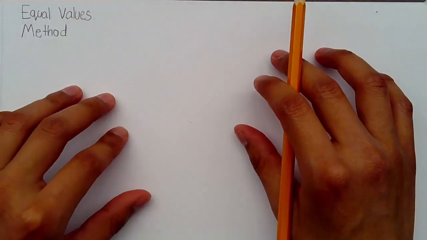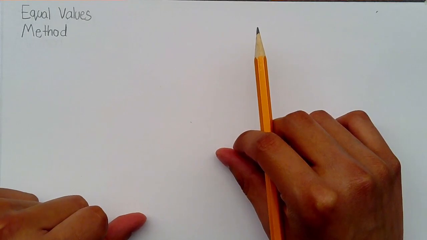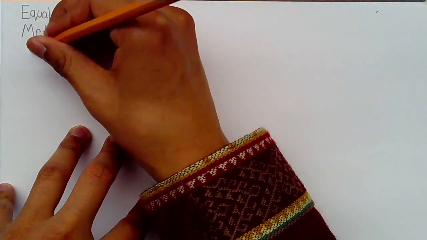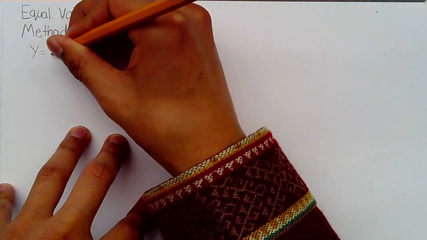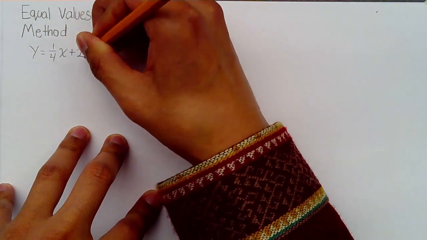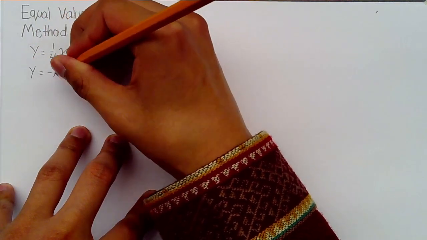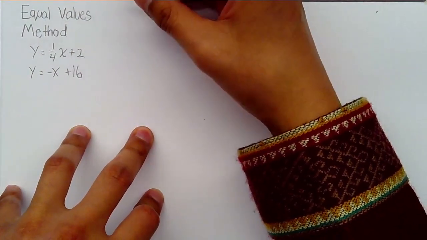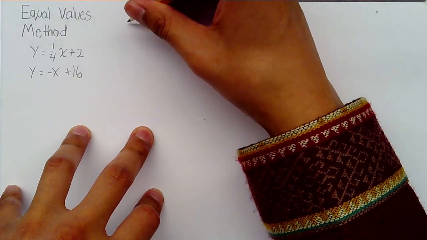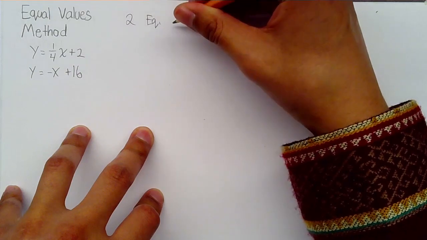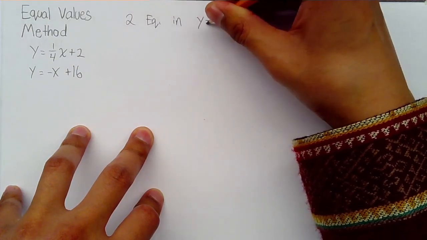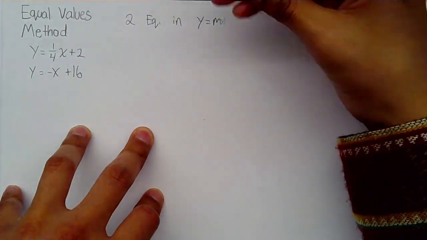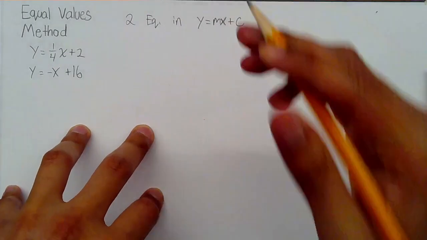So let me show you the first method to algebraically solve systems of equations. This is what I'm going to call the equal values method. I say what I'm going to call it because that's what your book calls it, so you're going to call it that too, whether you like it or not. The equal values method works best when you have two equations in slope-intercept form, y equals mx plus b form.